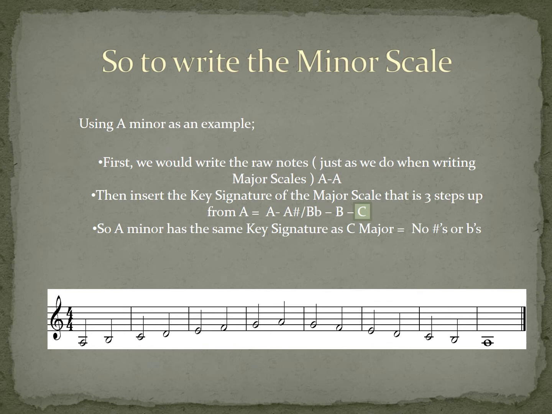Now we then insert the key signature of the major scale that is 3 steps up from the note A. So from A to A sharp or B flat is 1 step, semitone, 1 step to B, and the 3rd step goes to C. So therefore A minor has the same key signature as C major, no sharps or flats.